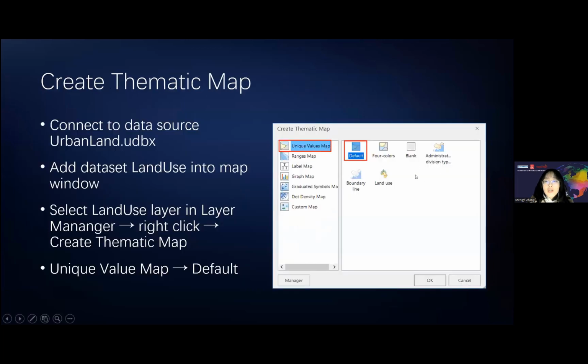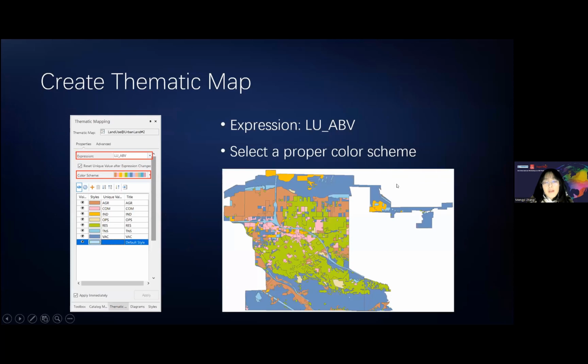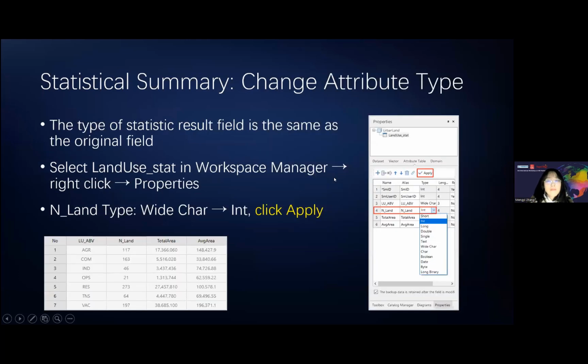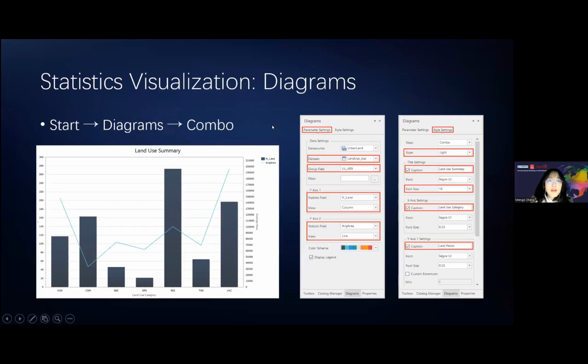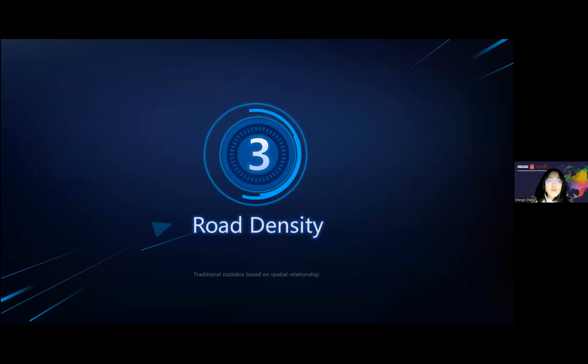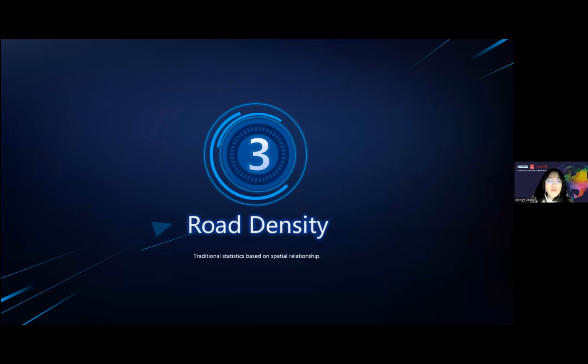You can find all the steps we have done inside our slides, and you can refer back to the slides on how to set all the parameters when you are doing SQL query as well. And so here, you can learn how to create a combo diagram that combines the line and histogram together.